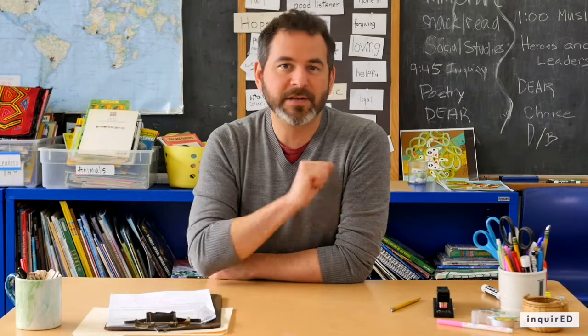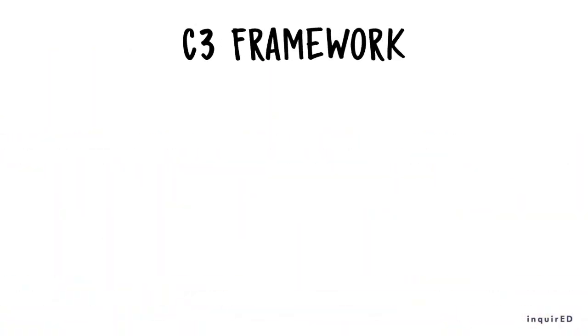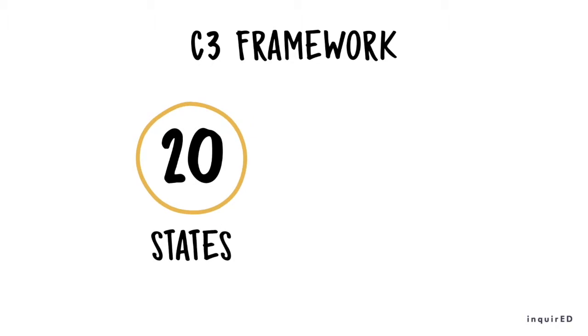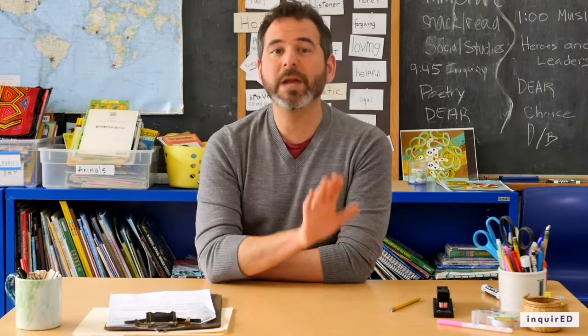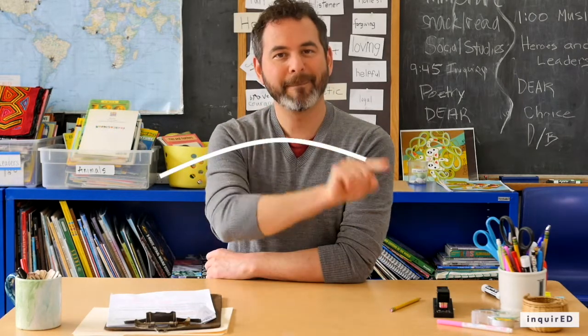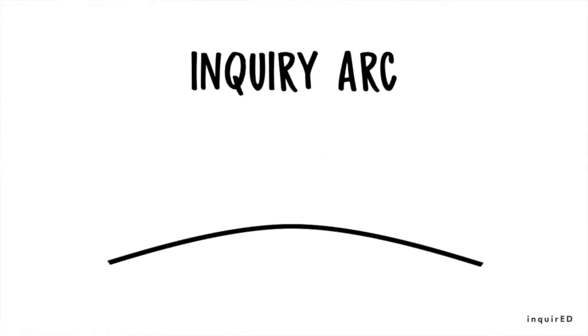Inquiry is front and center in social studies because of the College, Career, and Civic Life, or C3 framework. The C3 framework was created by over 20 states and 15 national social studies organizations to guide the creation of inquiry-based standards and classroom curriculum. How does C3 guide the creation of standards and curriculum? With a powerful tool called an inquiry arc. There it is. It's really like a roadmap for inquiry-based social studies.